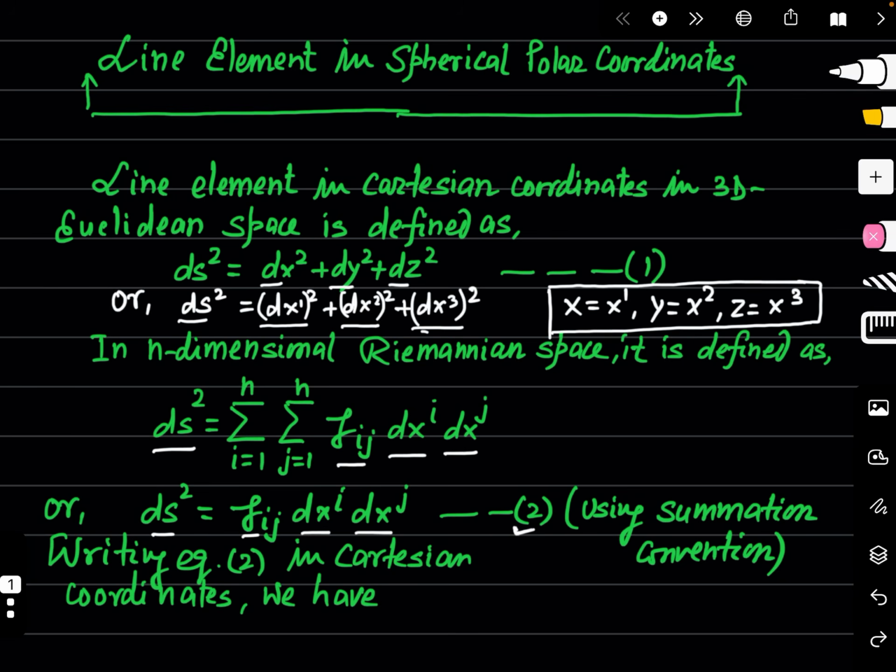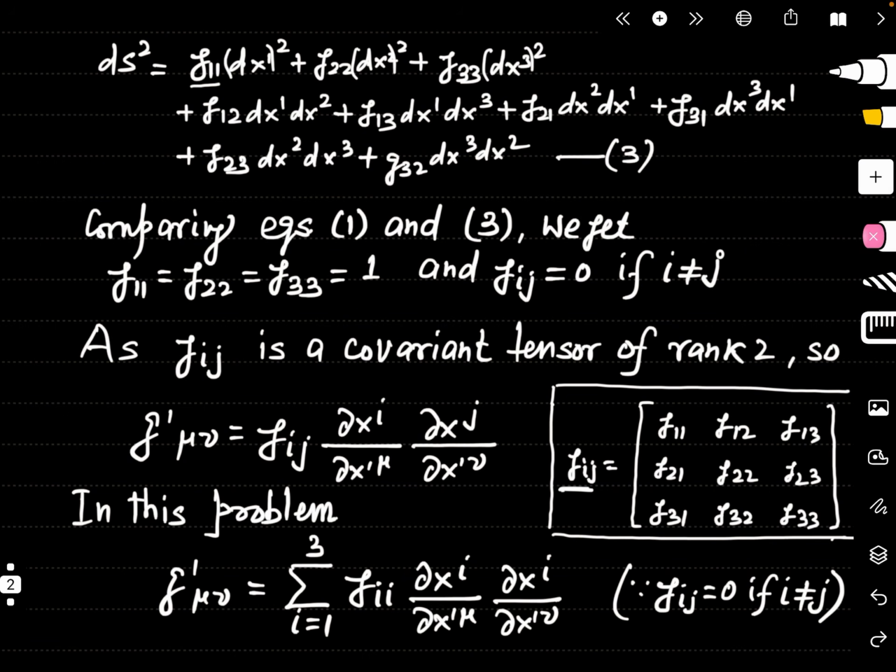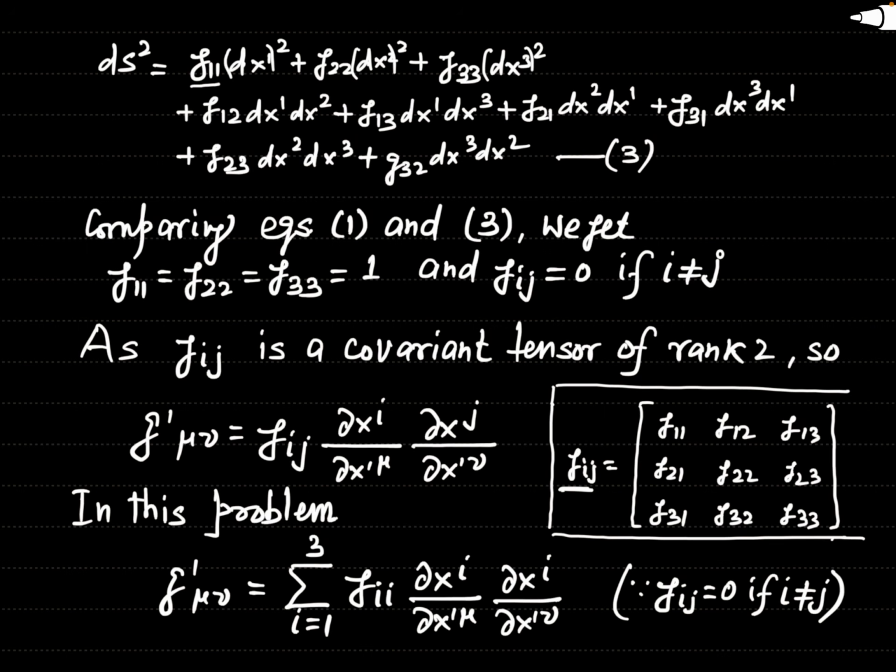So this will be dx1 times dx1, and that can be written as dx1 square. Similarly, if you take i and j both equal to 2, that is, you are talking about this diagonal element of this metric tensor, then there will be dx2 into dx2, so this will be dx2 square. And when you take i and j both equal to 3, then this will be g33 dx3 square.